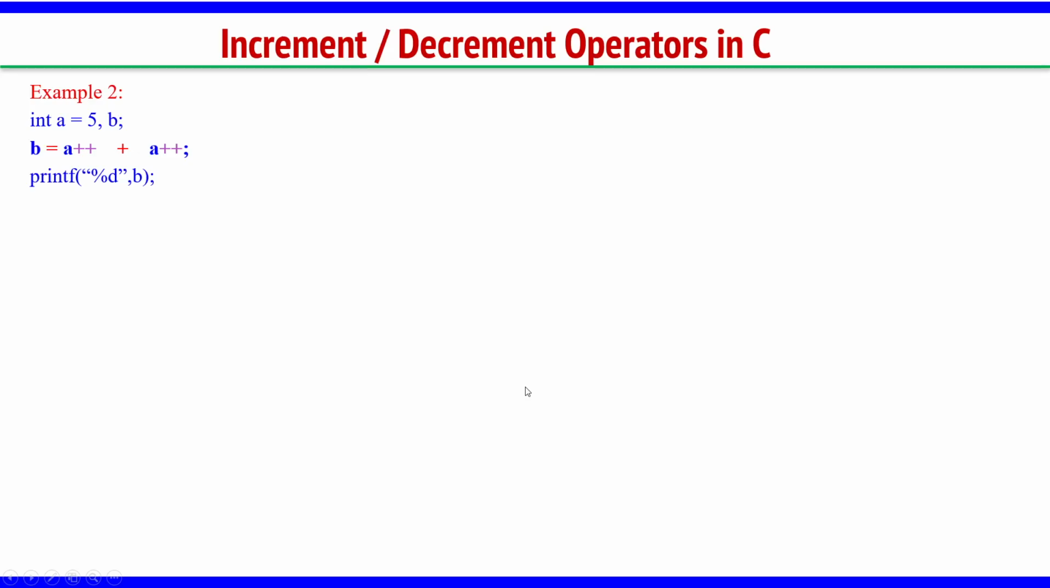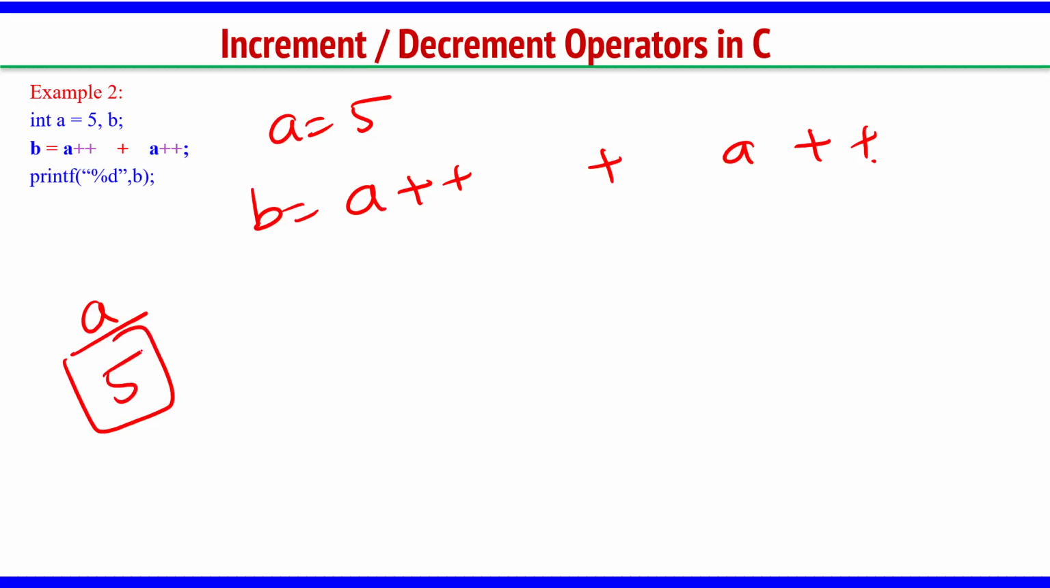Now you see both are post. a is given as 5, b is equal to a++ + a++. Both are post increments. Now what will happen? Can you guess the answer now? a is equal to 5. Can you guess what is the answer in this case?